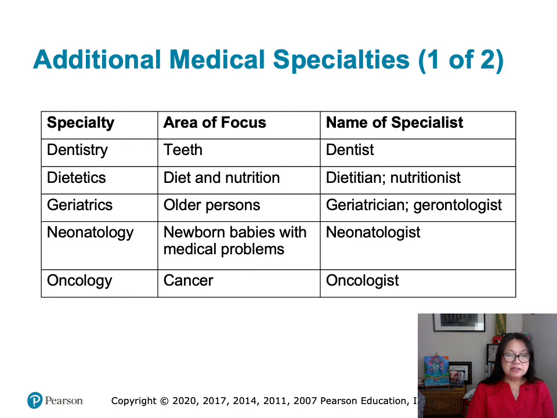Dietetics is a medical specialty that deals with diet and nutrition. A dietitian or nutritionist is the practitioner. Geriatrics is a medical specialty that focuses on older persons. And a physician who specializes in geriatrics is known as a geriatrician or gerontologist. Neonatology is the medical specialty that focuses on newborn babies with medical problems. And a physician who specializes in neonatology is called a neonatologist.